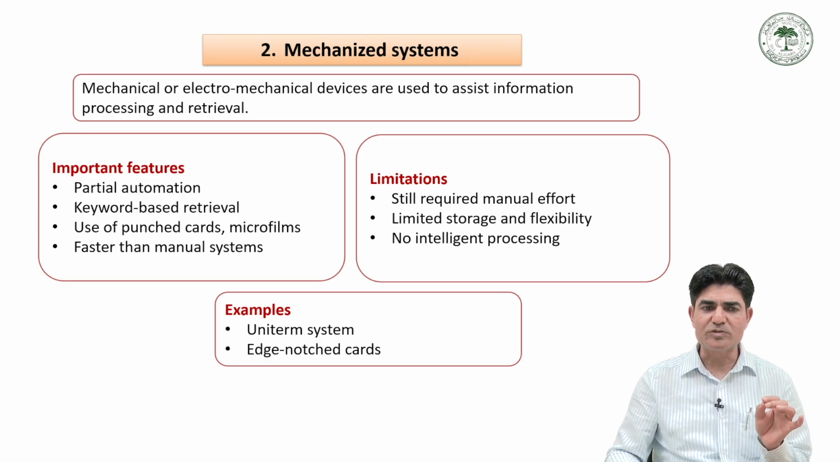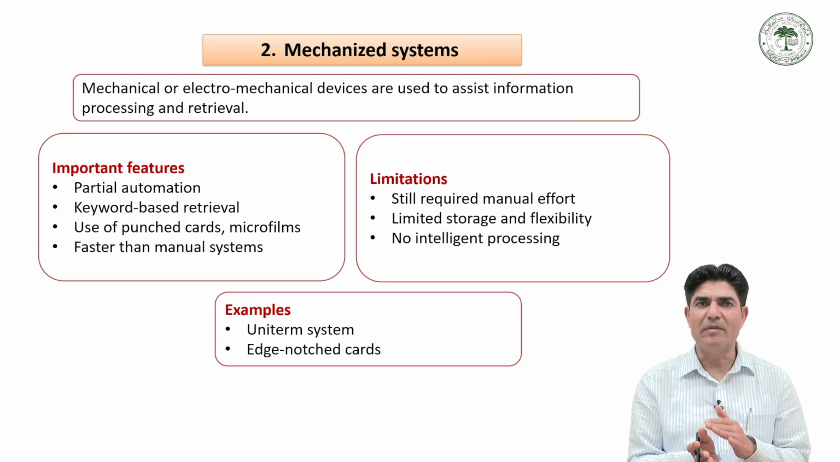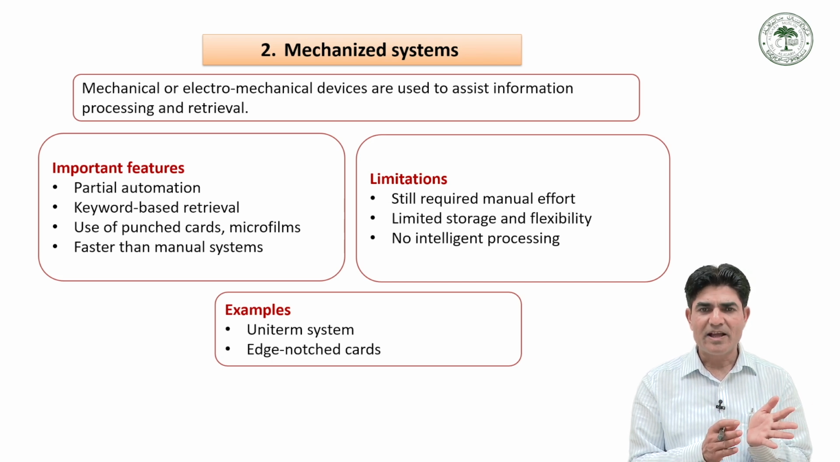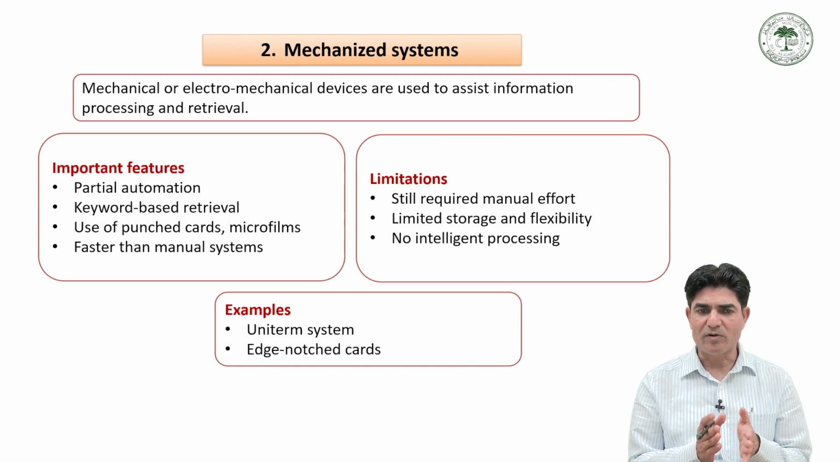They used punch cards and microfilm as a storage system for documents, and they were a little bit faster than the manual information retrieval systems. When we talk about the limitations of these kinds of systems, we still need to depend on manual effort, the storage capacity is limited, and there is no intelligent processing. Examples of such mechanized information retrieval systems include the Uniterm system and edge-notched cards.